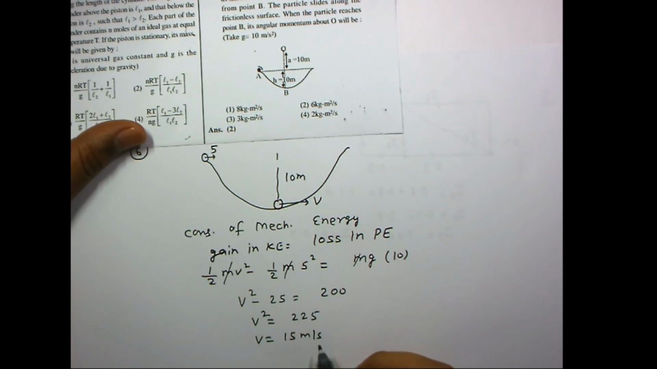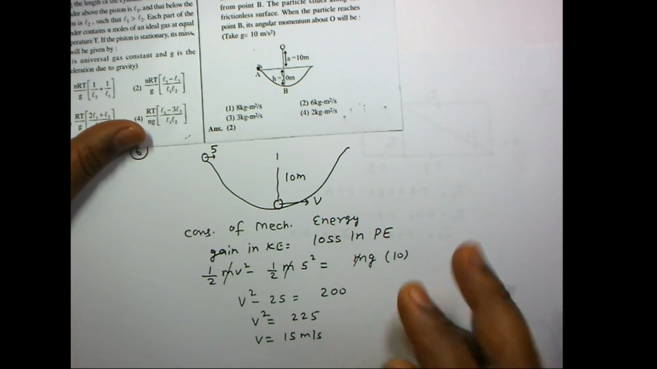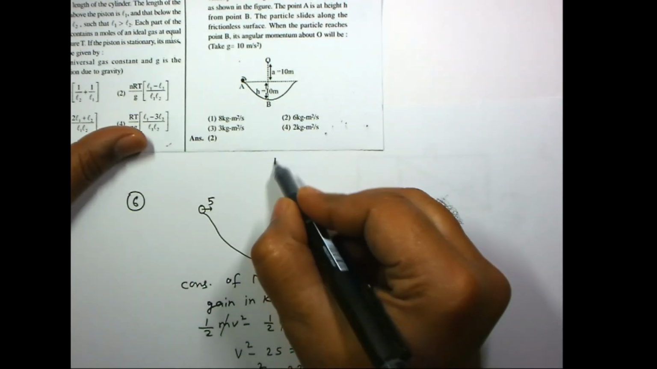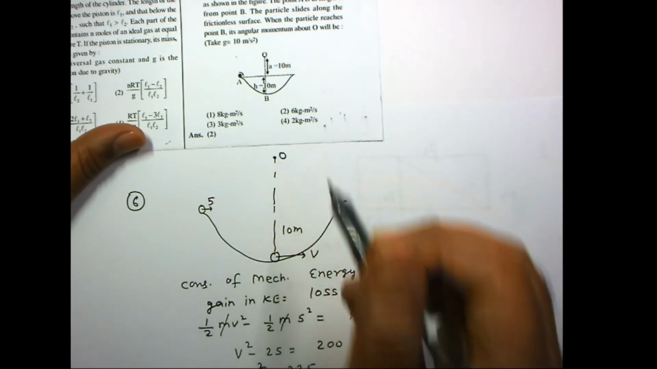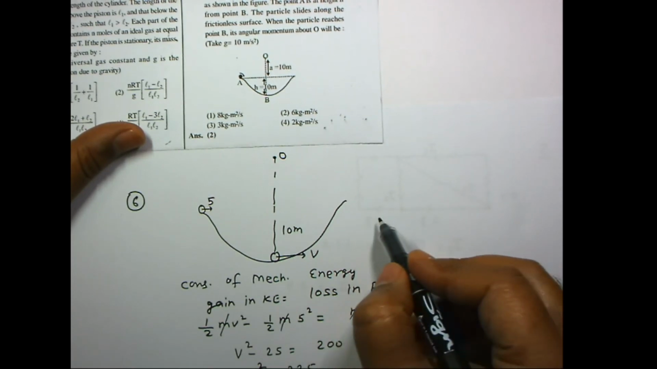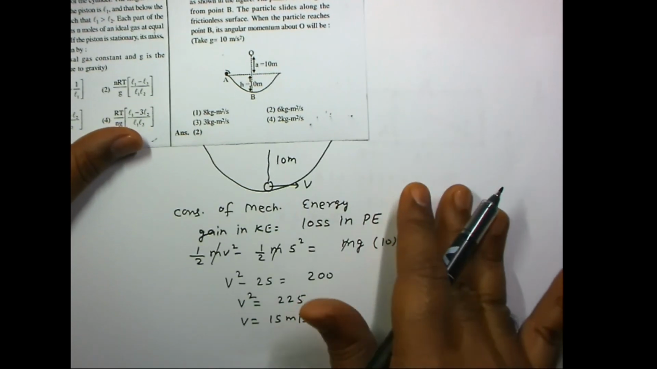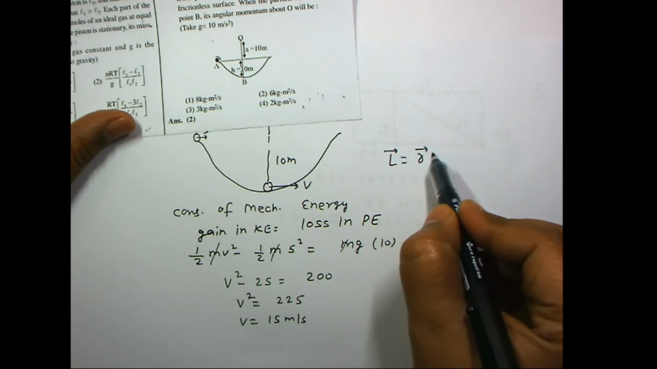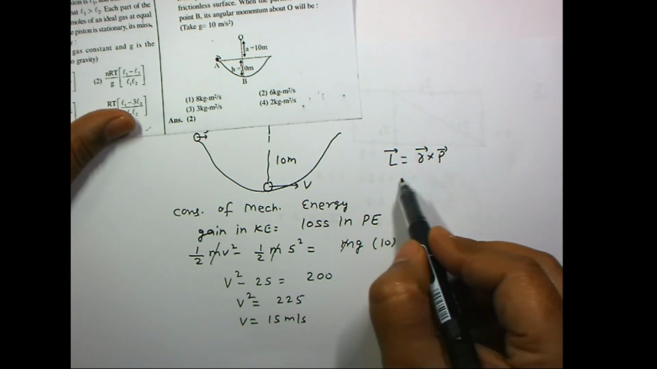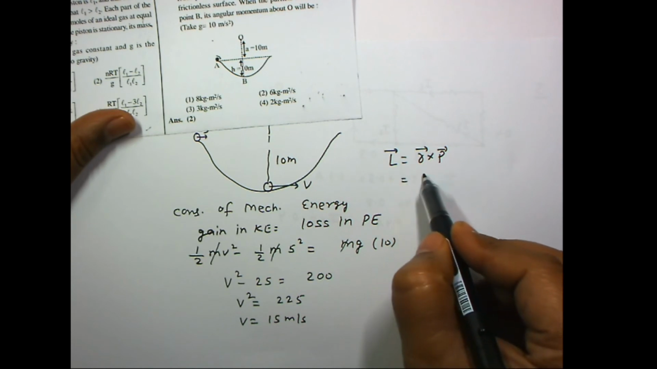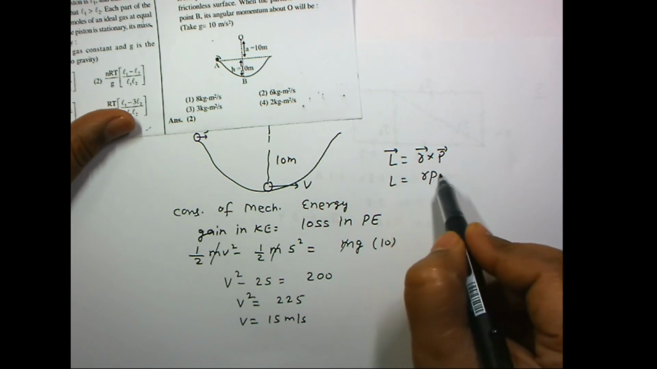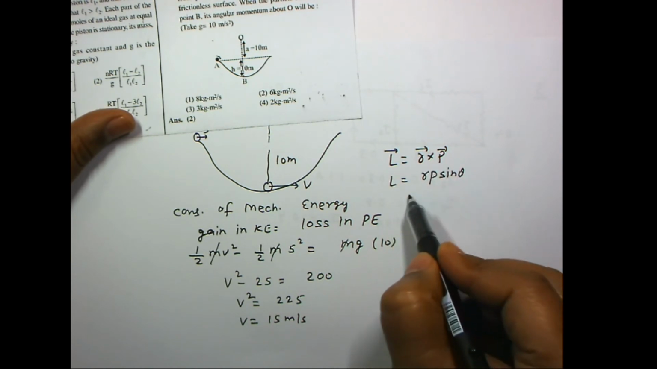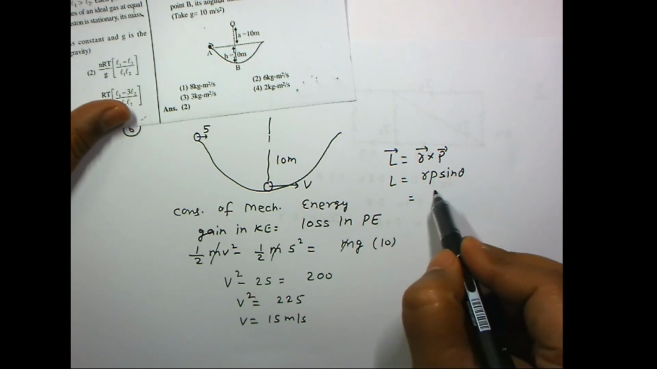Now calculation of angular momentum. Mass is given as 20 gram. So we have to calculate angular momentum about this point O. For angular momentum calculation, we can use L is equal to r cross p. From here we can write it is r p sine theta, or p r perpendicular.